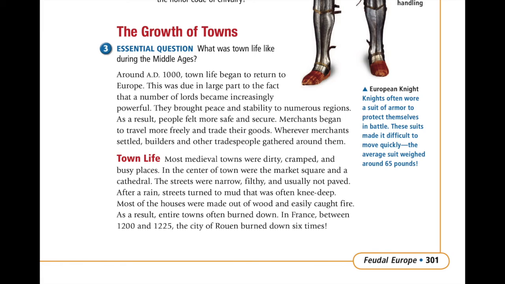Town life. Most medieval towns were dirty, cramped, and busy places. In the center of town were the market square and a cathedral. The streets were narrow, filthy, and usually not paved. After a rain, streets turned to mud that was often knee-deep. Most of the houses were made out of wood and easily caught fire. As a result, entire towns often burned down. In France, between 1200 and 1225, the city of Rouen burned down 6 times.